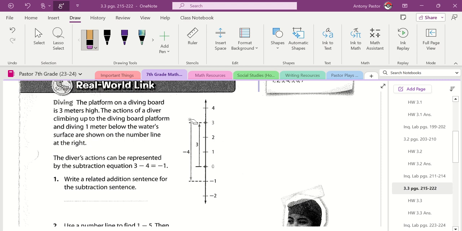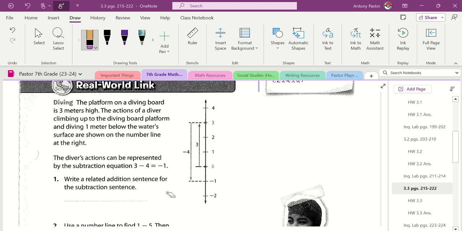When the diver dives, they will get to 1 meter below water. It says here, diving 1 meter below the water surface. So basically what we have here is 3 minus 4, because his jump will be going down 4. 3 minus 4 will be negative 1. He lands at negative 1, or 1 meter below the water level.